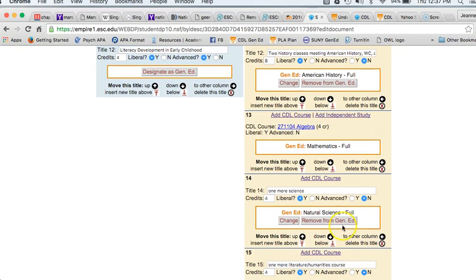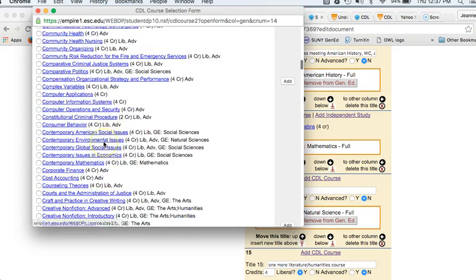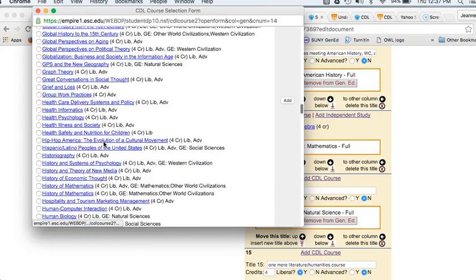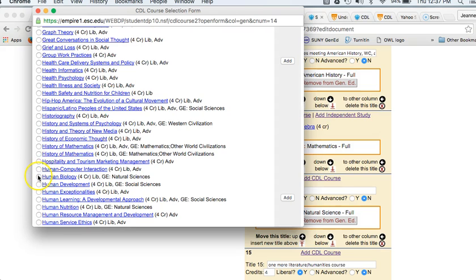Okay. One more science class. I know that for our chart I put in human biology. So let's go down for human. These are all alphabetical order. And the cool thing about the Empire State CDL classes is when you put them in, it automatically tells you how many credits, whether they're liberal or not, and what gen ed it means. So you don't even have to worry about designating that.